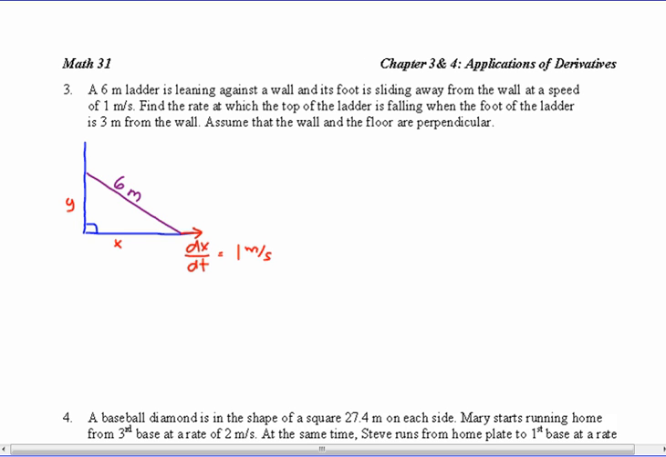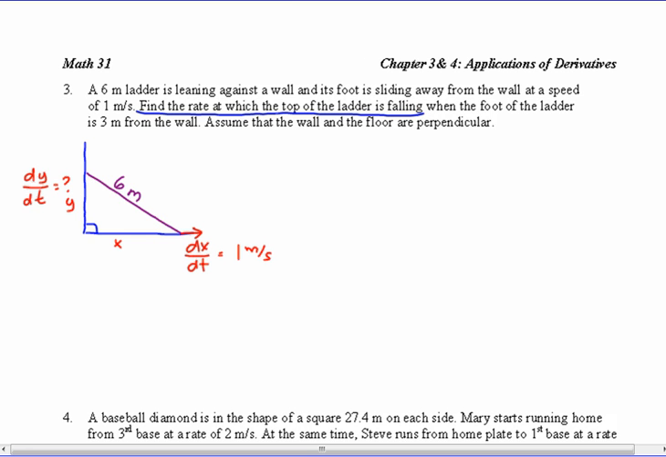Find the rate at which the top of the ladder is falling when the foot of the ladder is 3 meters from the wall. Assume the wall and the floor are perpendicular. Let's figure out what we're looking for. We are looking for dy/dt. It should be negative. If it doesn't come out negative, you made a mistake.